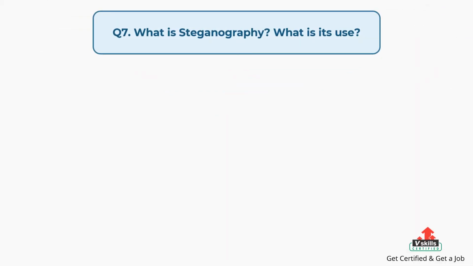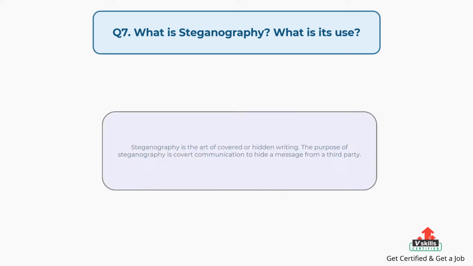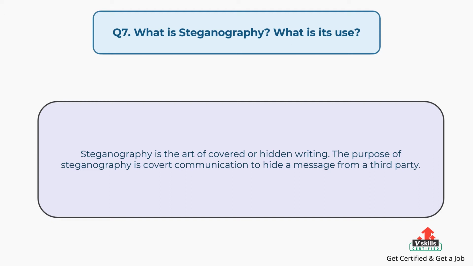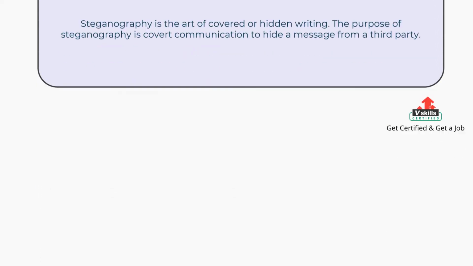Question number 7. What is steganography? What is its use? The answer is, steganography is the art of covered or hidden writing. The purpose of steganography is covert communication to hide a message from a third party.